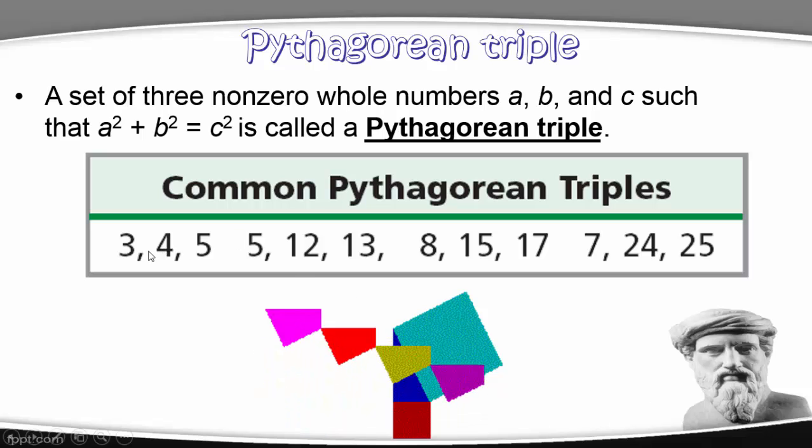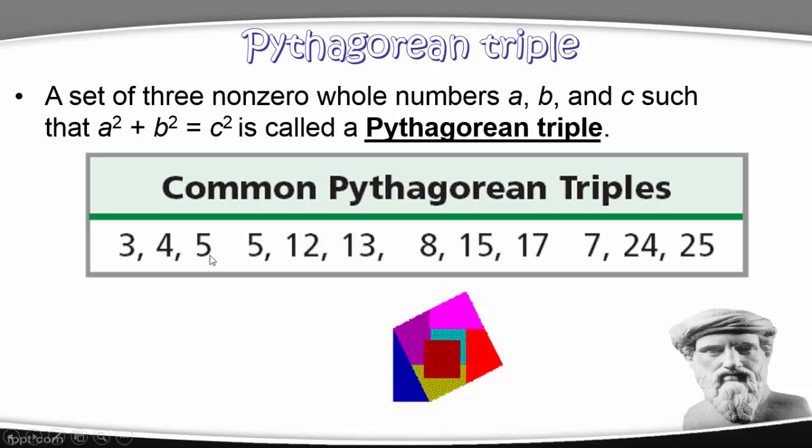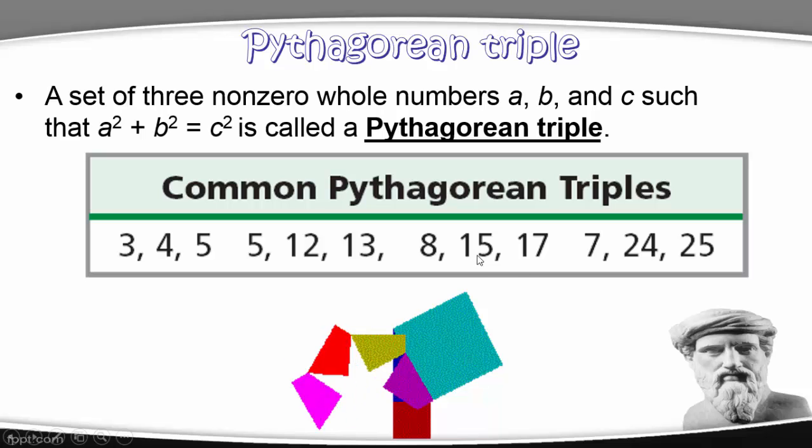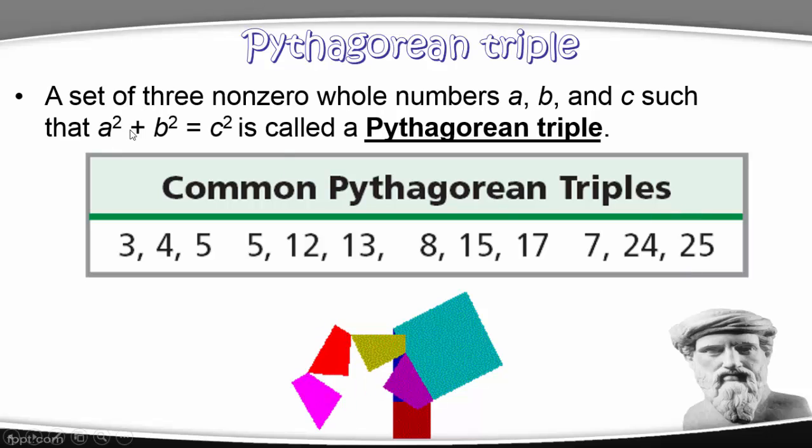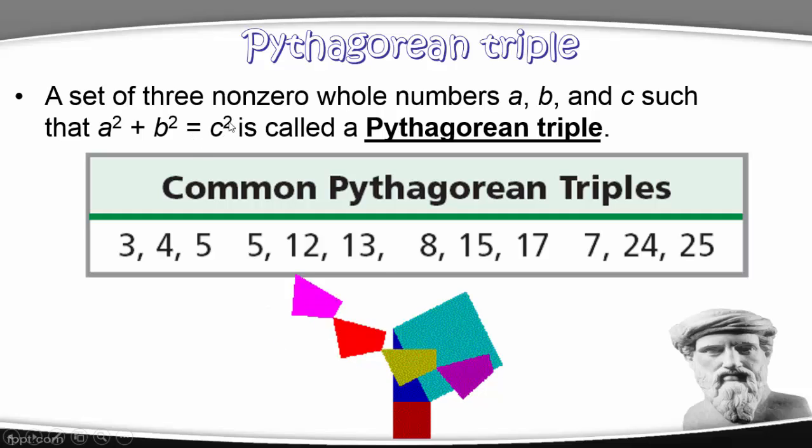the first two numbers, for example, 3, 4 are the legs, and 5 is the hypotenuse. 5, 12 are the legs, and 13 is the hypotenuse. 8 and 15 are the legs, 17 is the hypotenuse, and 7 and 24 are legs, and 25 is the hypotenuse. There are many more Pythagorean triples besides the ones listed, but they must be in the proper combination where a squared plus b squared is equal to c squared.